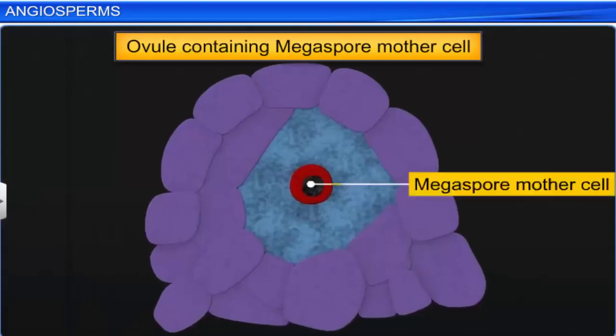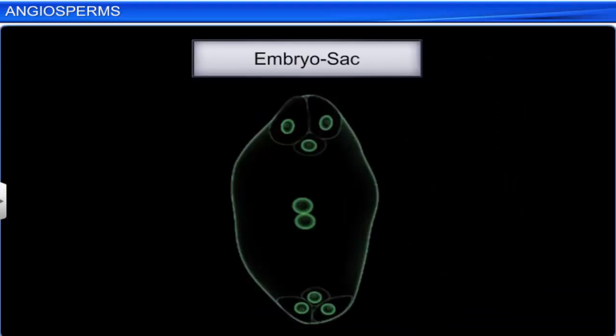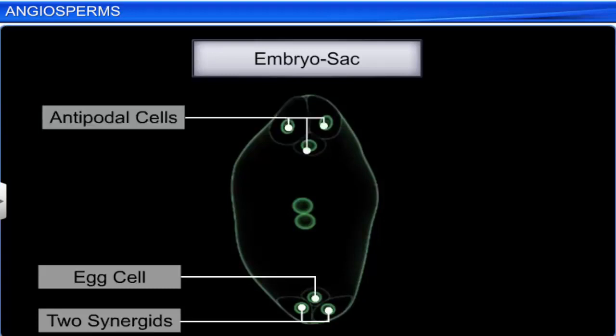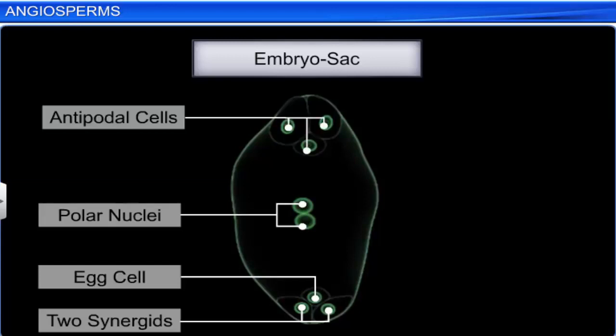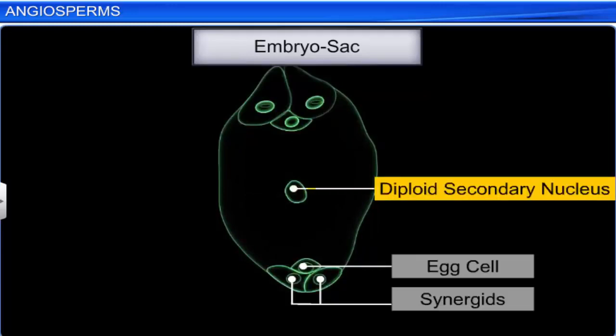These ovules contain the megaspore mother cell, which, following meiosis, develops into the haploid female gametophyte called the embryo sac. The embryo sac has a three-celled egg apparatus consisting of one egg cell and two synergids, three antipodal cells, and two polar nuclei. The polar nuclei eventually fuse to produce a diploid secondary nucleus.